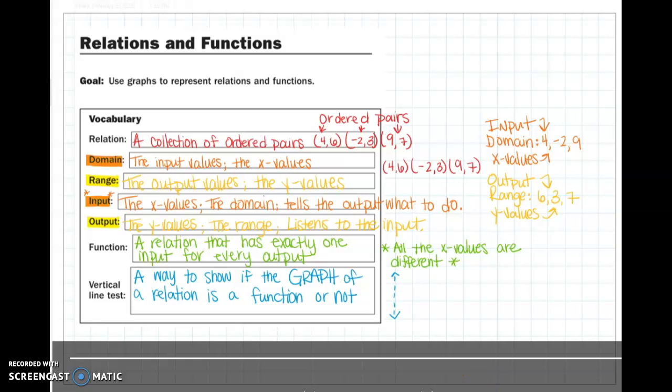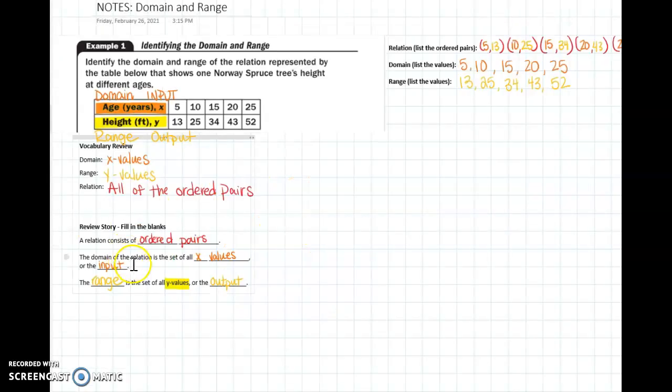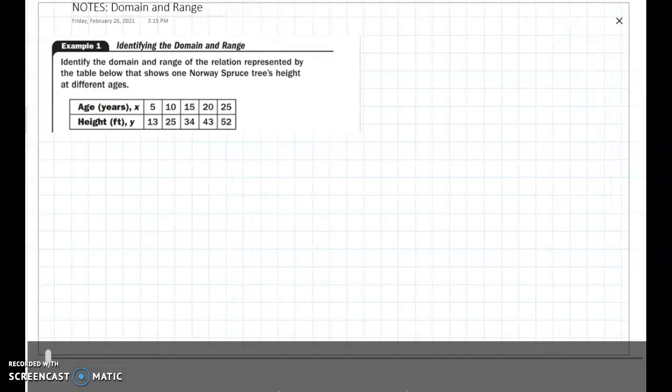So just go to the very next page. The very next page, it still says notes, domain, and range. The next page looks like this.